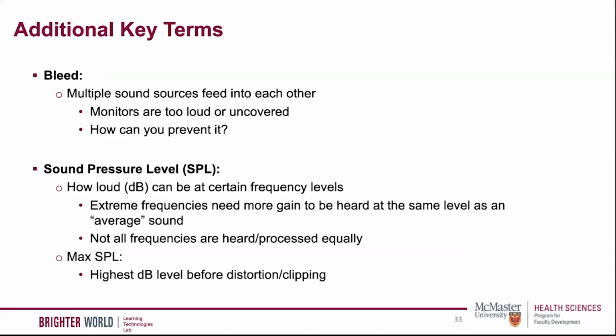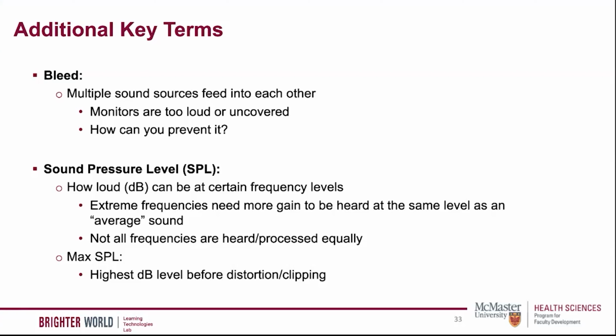So preventing it is as simple as using closed caps or perhaps blocking other directional mics in ways they might pick up audio. And SPL, this is actually an audiologist term, but sound pressure level is how loud a certain decibel can be at certain frequency levels. So if you've ever taken a hearing test and you're listening to a very high-pitched sound, if it goes beyond a certain level, you have to raise the volume to be able to hear it. And they do this to determine hearing loss.